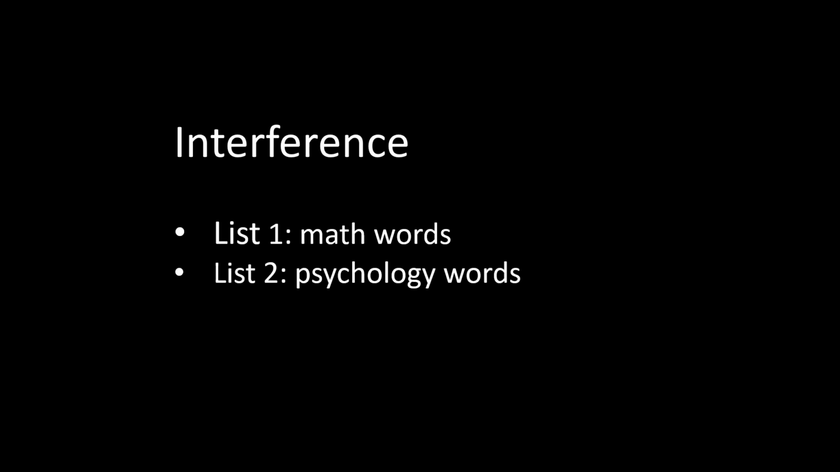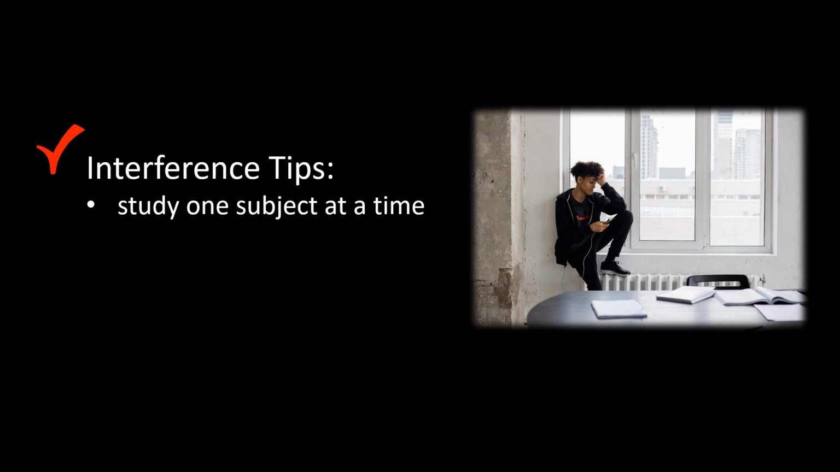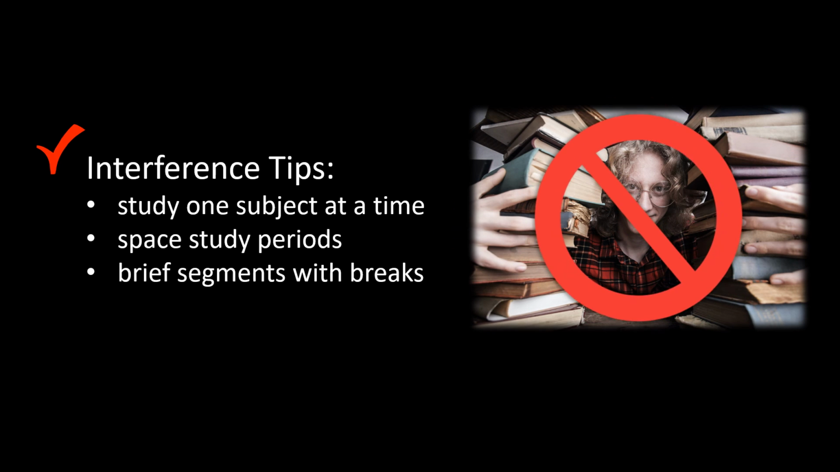The second list of psychology words likely interfered with your memory of the first list of math words, or maybe the opposite if you're a math major. Point is, we don't learn in a vacuum, and information and learning can overlap. To minimize interference, study only one subject at a time. Information is better remembered in many smaller time segments with breaks than in one long cramming all-nighter.